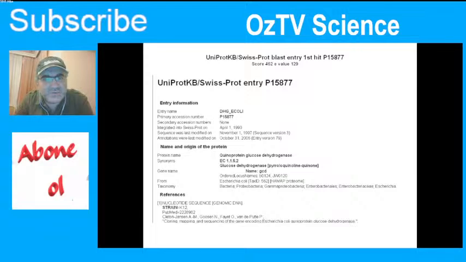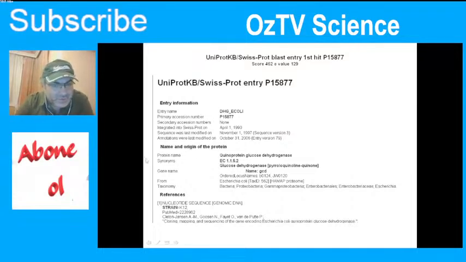UniProt slash Swiss-Prot BLAST entry, first hit. So that's the first result. Entry name DHG E. coli, primary accession number, this. The sequence was modified in 1997. See, it started. That's when they included that sequence in the database. First listed in 1990. Wow. Integrated into Swiss-Prot in 1990. See, in the 1990s they started building their bioinformatics search engines. That's the start of the internet, to be honest.